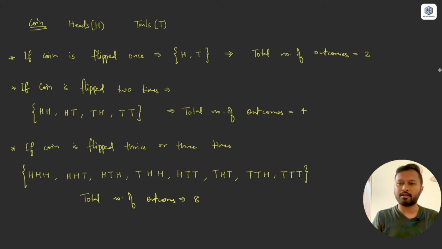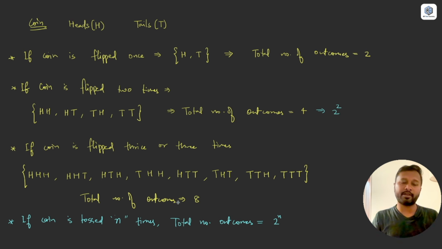So in general, if I write down that if a coin is tossed, flipped or tossed, both are the same thing. So if the coin is tossed n times, then the total number of outcomes will be 2 to the power n. How did I get that? Because when the coin was flipped 2 times, you got 4, which was nothing but 2 to the power 2. When you flipped the coin 3 times, then you got 8, which is nothing but 2 to the power 3.